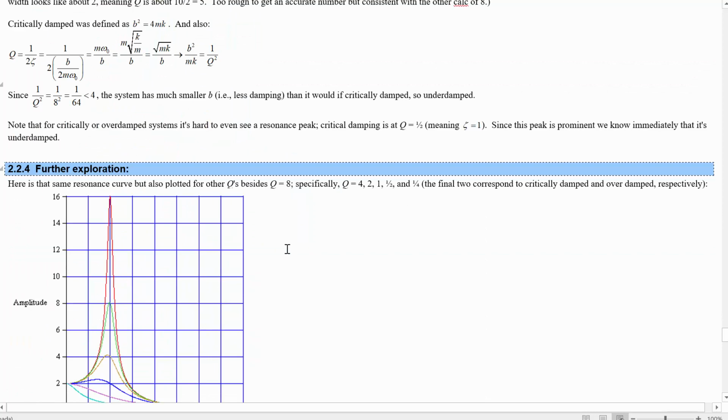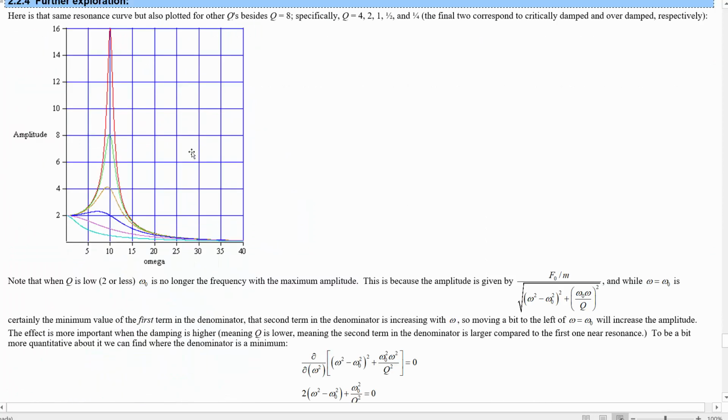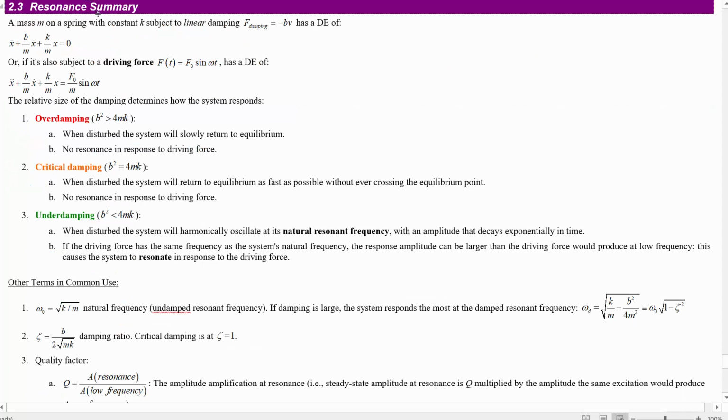So that brings us to the end of the lecture. A grand summary here. A mass on a spring with a constant k subject to linear damping has a differential equation of this. If we're also driving it, it gets modified by this on the right. And there are 3 distinct regimes. Overdamping is when b squared is greater than 4mk, which just means it's going to return slowly to equilibrium. If instead we have critical damping, it's going to return as fast as possible to equilibrium without ever crossing it. And if we have underdamping, b squared less than 4mk, then it's going to harmonically oscillate at its natural resonant frequency, but with an amplitude that decays exponentially in time.